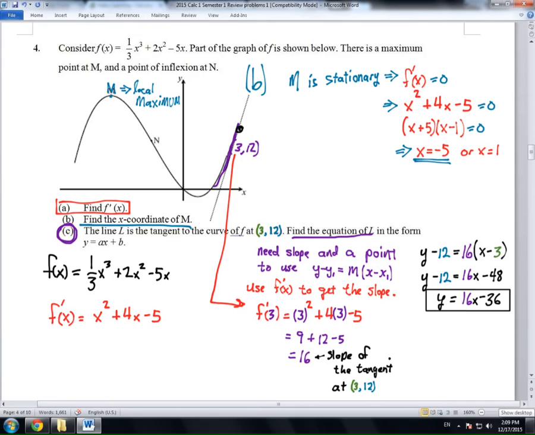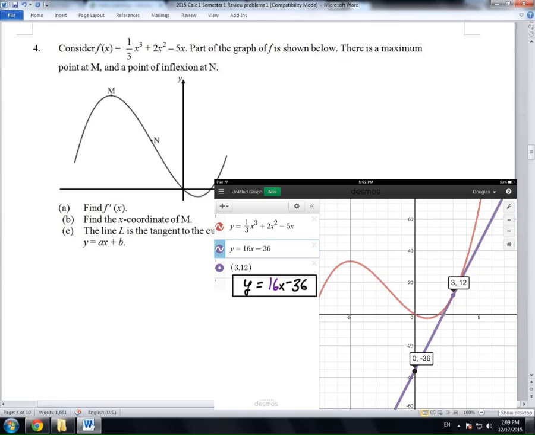So I've done everything that I need to do, but I want to make sure I'm doing all this right. So the maximum has to occur when x equals -5, and the line 16x minus 36 has to be tangent to the curve at (3, 12). I put this information into Desmos and verify, and indeed a tangent line at (3, 12) has a y-intercept of -36 and a slope of 16, because this is the information that I entered, and it's worked.